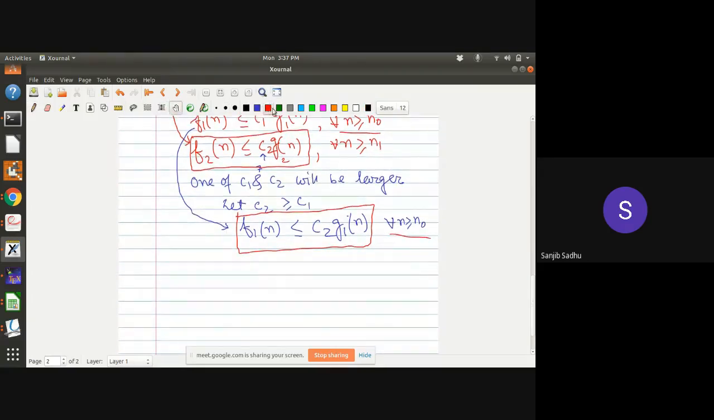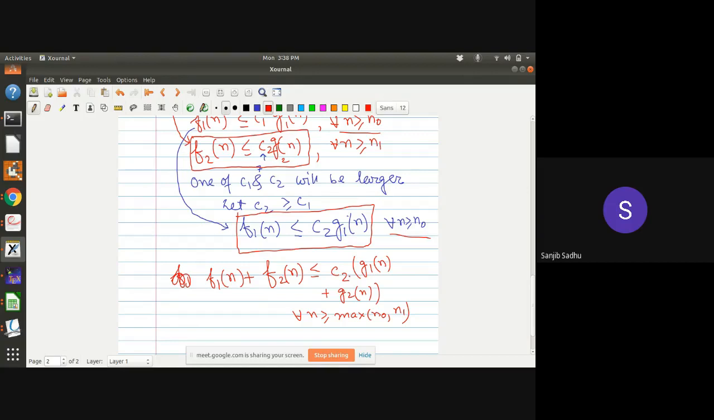Here, actually, I am writing in details. I thought that I will not write in details. Anyway, from these, can I write that F1n plus F2n is less than or equal to C2 times G1n plus G2n for all values of n greater than or equal to max of n naught, n1. I can write this. Clear?